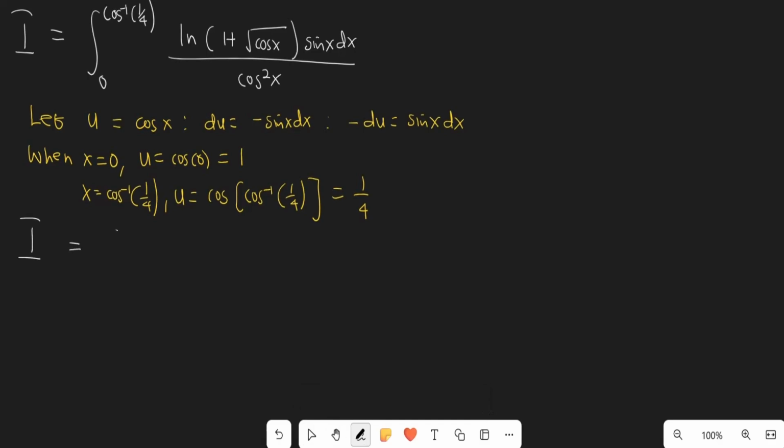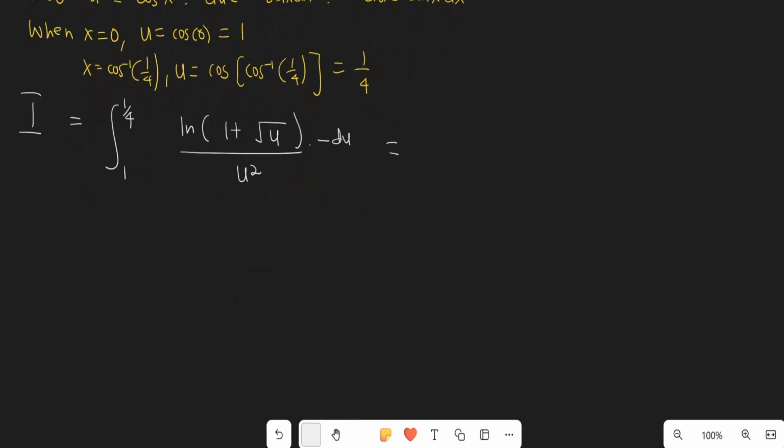You have I equal to the integral, the limits will now range from 1 to 1 over 4, right, of the ln of 1 plus the square root of u, right? All this one divided by u squared, multiplied by sine of x dx, which is the same as negative du. And this is equal to this negative. I'm going to switch the limits and that is going to nullify the negative. The integral is now going to range from 1 over 4 to 1 of the ln of 1 plus the square root of u, all this one divided by u squared du.